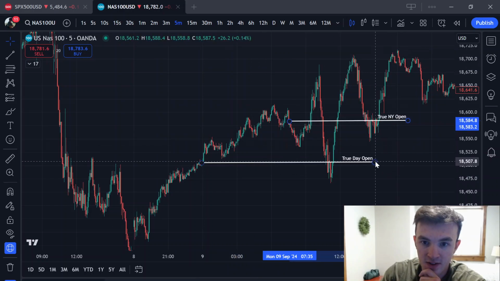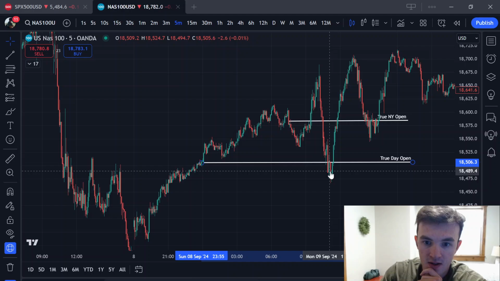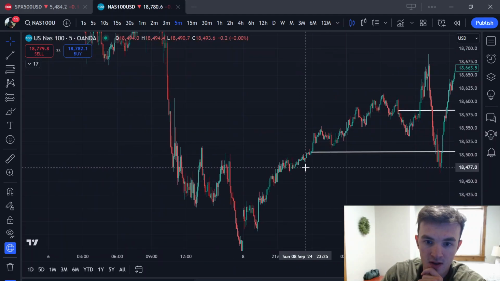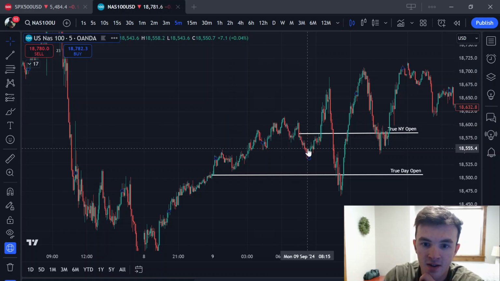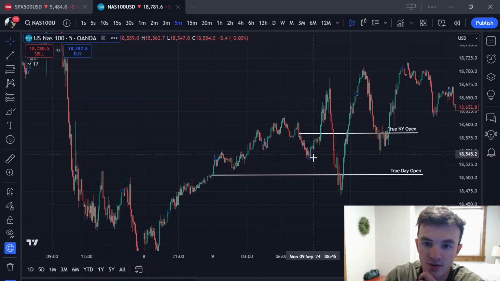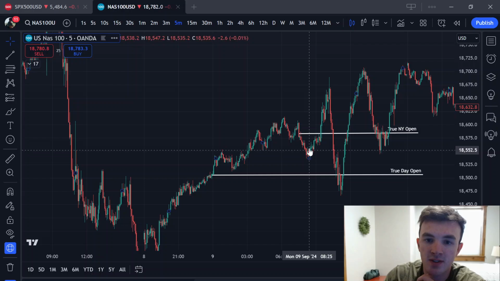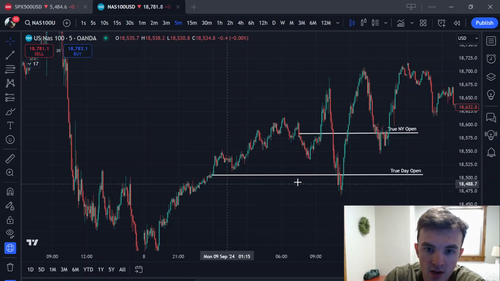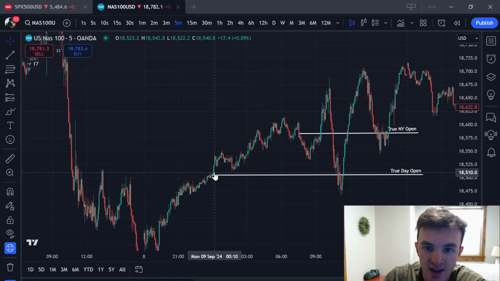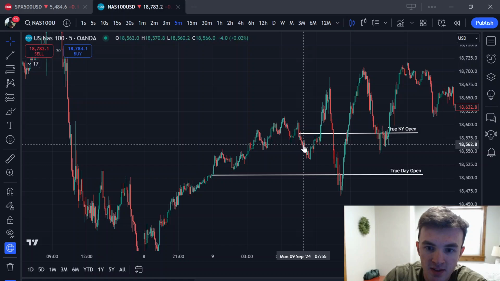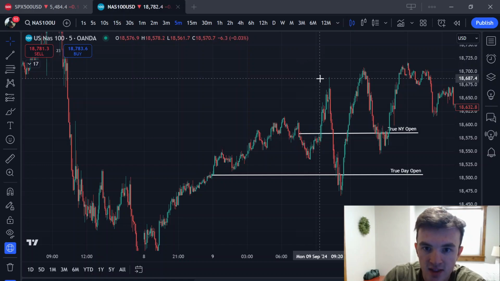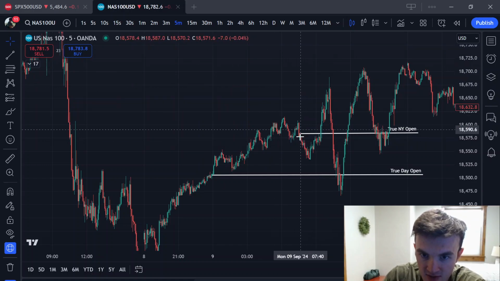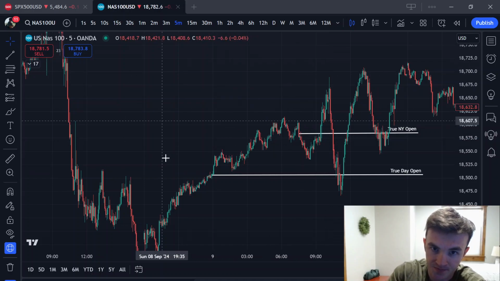So what did this tell me? It seemed to me we were above the true day open but below the New York open. So it seemed like today was going to be a New York continuation daily profile. What does that mean? That means the market goes up throughout London, manipulates for the beginning of the New York session, and then continues and distributes higher for the rest of the New York session.